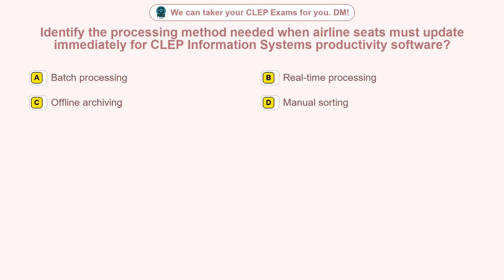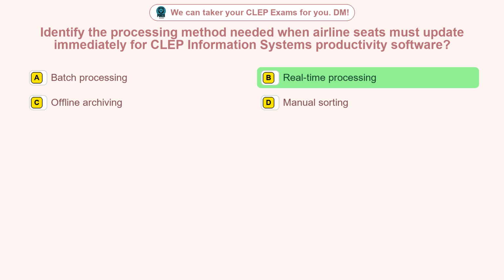Question 21. Identify the processing method needed when airline seats must update immediately for CLEP Information Systems productivity software. Option A. Batch processing. Option B. Real-time processing. Option C. Offline archiving. Option D. Manual sorting. The correct answer is option B.